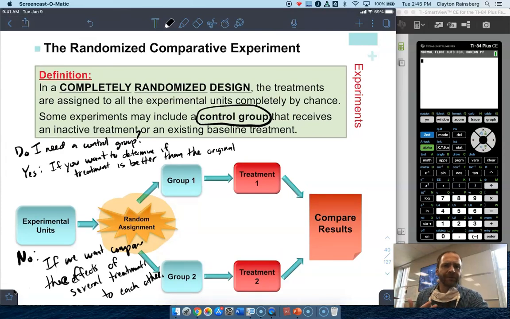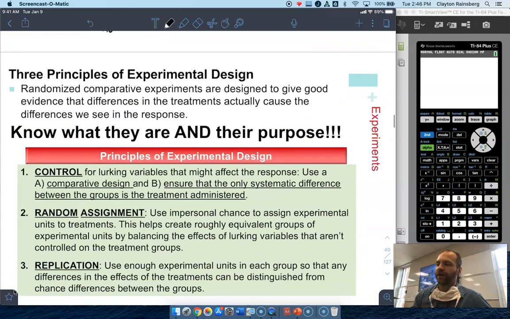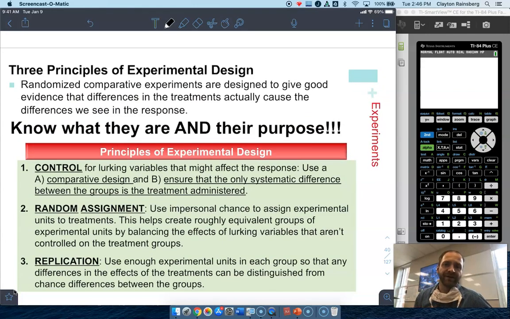Throughout this video, you've heard me say the word confounding. You've heard me say control for confounding variables. We've said random assignment a lot. And I've said the word replicate quite a few times. There's a reason why. Those three things are the three principles of experimental design. And I wanted to say them over and over during the lesson when they mattered, so you can kind of hear the idea behind them.